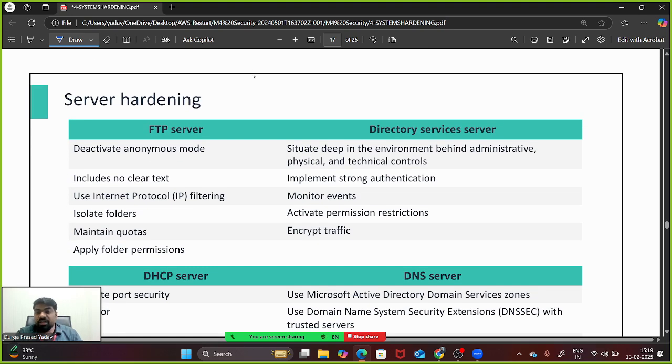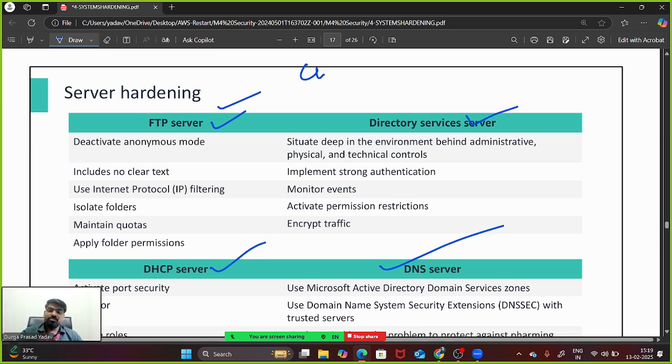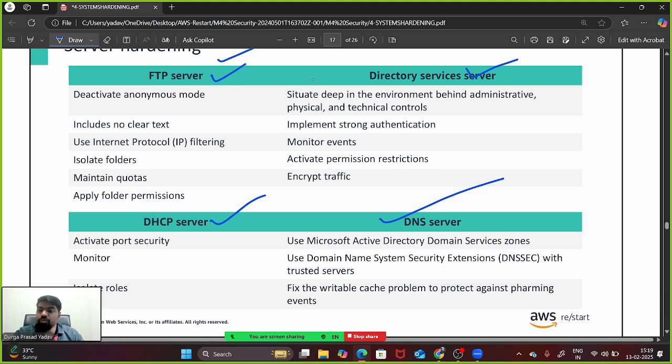And this is your server hardening, guys. Under server hardening, let's say you are using an FTP server, directory services server, DHCP server, DNS server, or client or server, all have been added here one by one. So you will come to know how to harden it. For example, if we talk about an FTP server, here we need to deactivate anonymous mode. With anonymous mode on this server, anybody could download anything anonymously, and nobody should be able to do that.